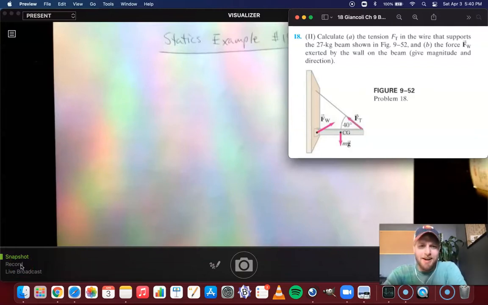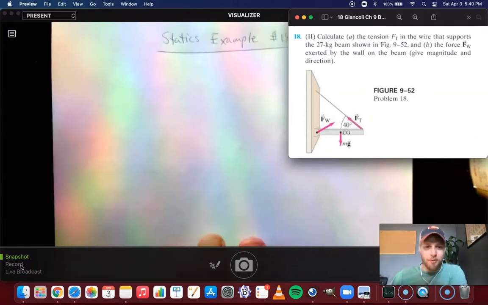You'll notice I've got some weird effects going on from the window in my house. So I've got this funny rainbow effect. We're just going to roll with it.